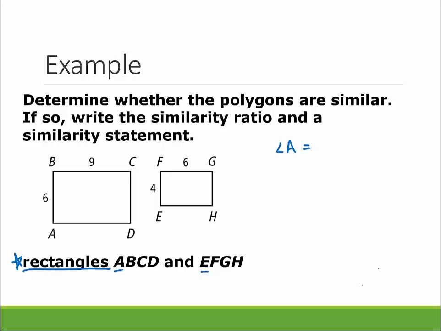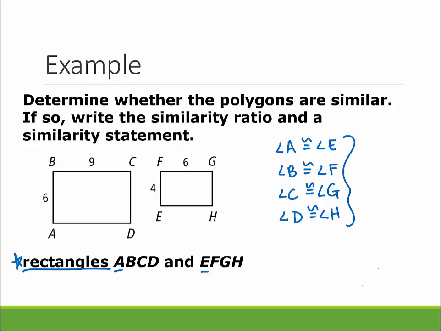Angle A is congruent to angle E. Angle B is congruent to angle F. Angle C is congruent to angle G. And finally, D is congruent to H. And this is because they're rectangles. They're all 90 degrees.